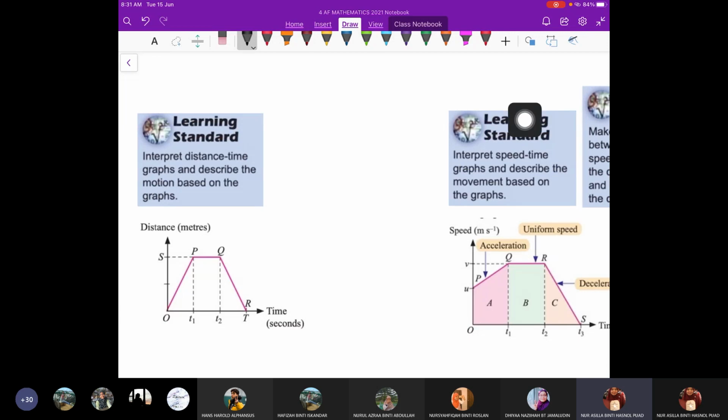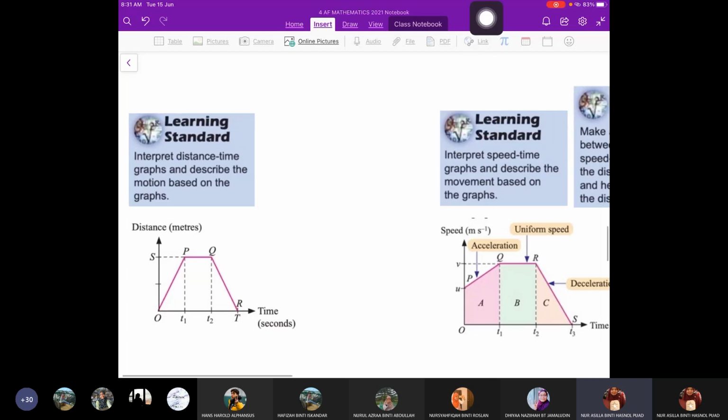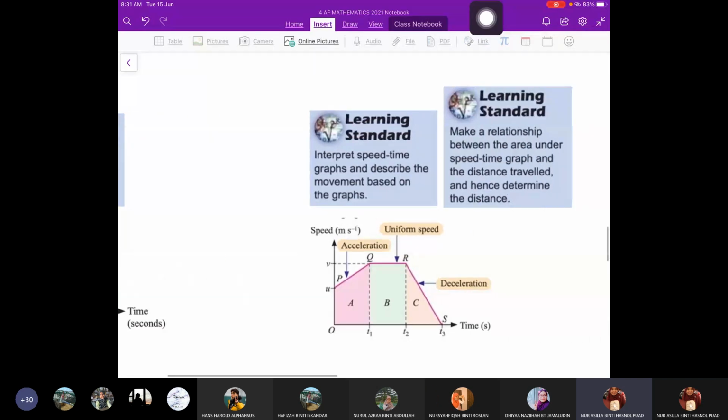And when we compare into learning standard speed time graph, dia describe benda yang sama juga. Interpret and describe, tapi dia guna movement. Satu dia guna motion, satu dia guna movement. Okay, and then the difference is the type of graph. But it's practically the same thing. Cuma dekat speed time graph, kita ada extra. Sebab daripada speed time graph, we get extra information.